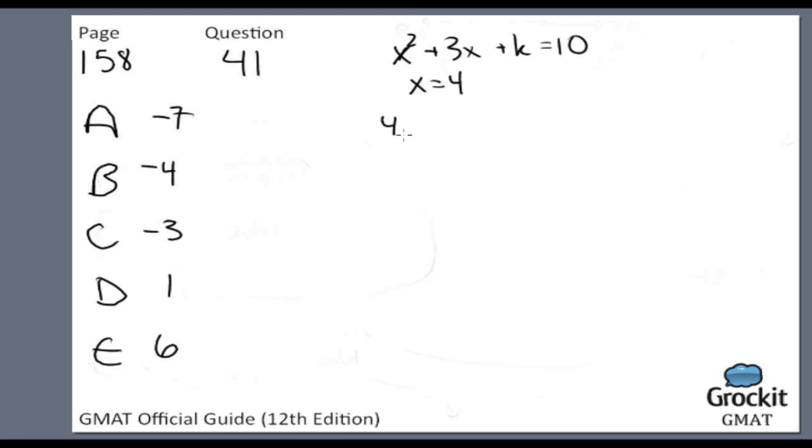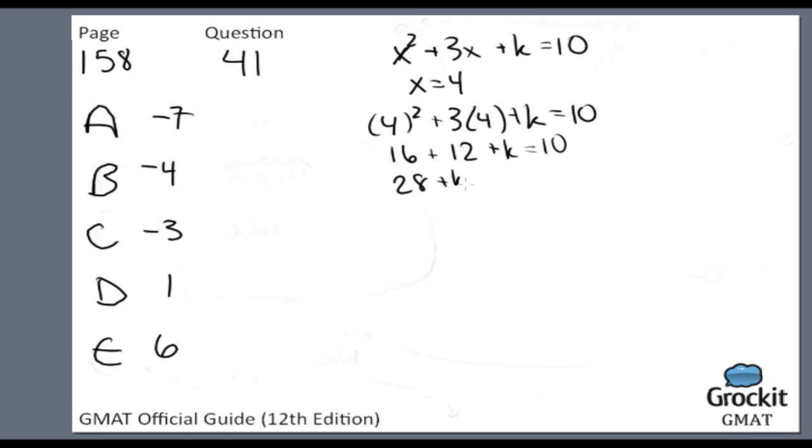So that ends up being 4 squared plus 3 times 4 plus our mystery k equals 10. 4 times 4 is 16. 3 times 4 is 12 plus k equals 10. So then we have 28 plus k equals 10, and k must equal -18 because we subtract 28 from both sides. So now that we have k, we can plug k back into our original equation and solve for the other value of x, because remember, a quadratic equation is likely to have 2 solutions.